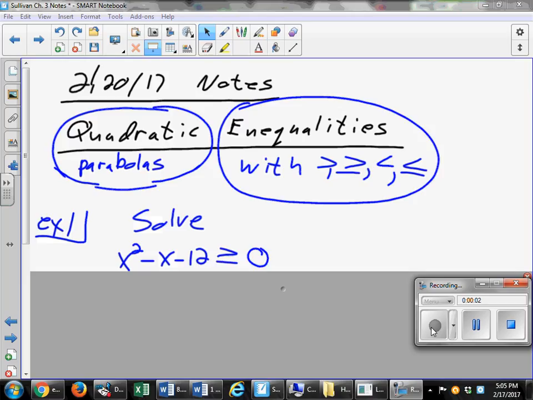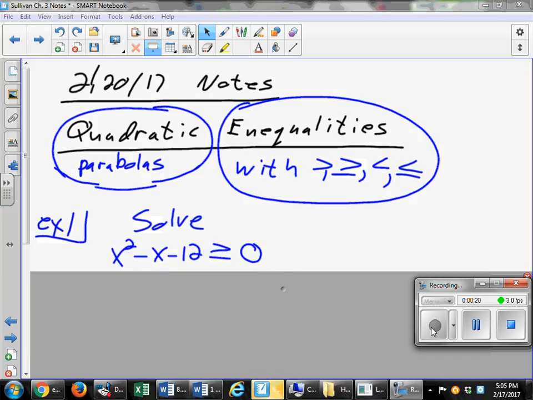Hey guys, we're here to talk about quadratic inequalities, which are just parabolas with less than or equal to. I'm sorry, I have that backwards. Greater than or equal to, less than or equal to. So in our first example, we have x squared minus x minus 12 is greater than or equal to 0.